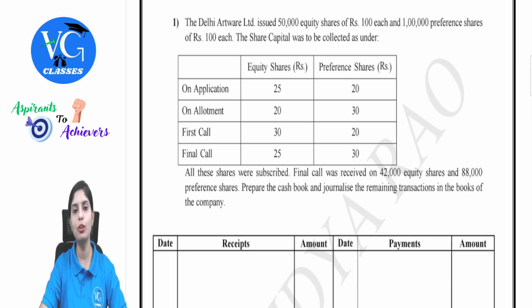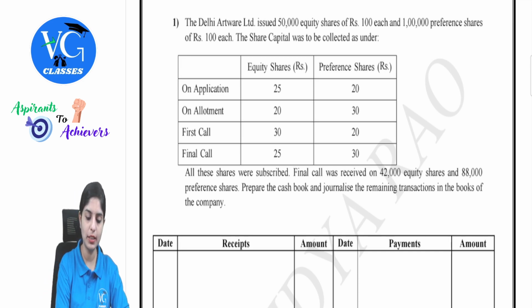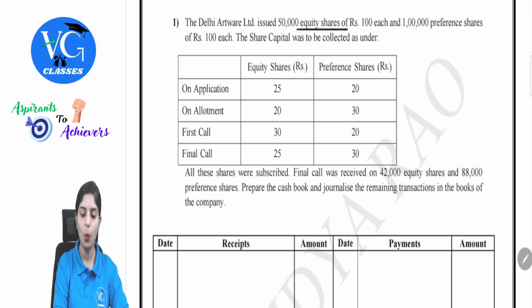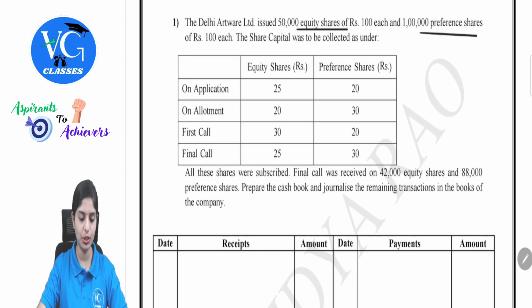You will understand all of those in detail. Now let's understand some important questions, how it needs to be solved. First, Delhi Artware Limited issued 50,000 equity shares of 100 each, and 1 lakh preference shares of 100 each. The share capital was to be collected as under.